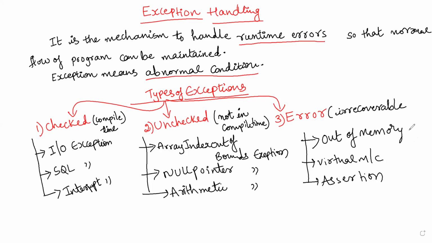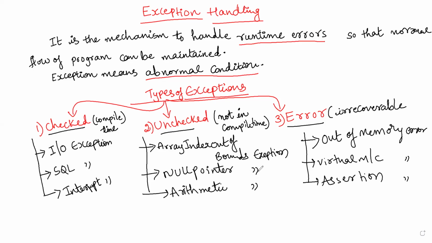So remember, there are three types of exceptions: checked exceptions, unchecked exceptions, and error. In checked exceptions, we have IO exception, SQL exception, and interrupted exception. In unchecked exceptions, we have array index out of bounds exception, null pointer exception, and arithmetic exception. In error, we have out of memory error, virtual machine error, and assertion error.